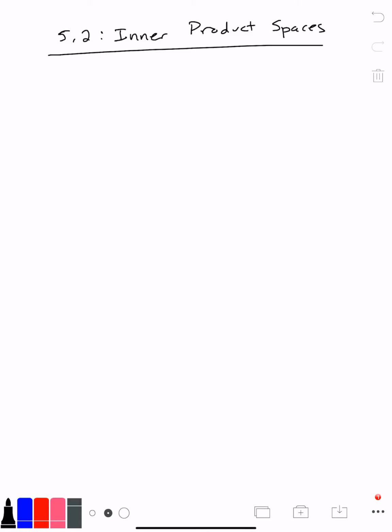In section 5.1, we talked about the dot product on vectors in Rn, and now we're going to take that idea and generalize it to all sorts of weird vector spaces with something called an inner product.